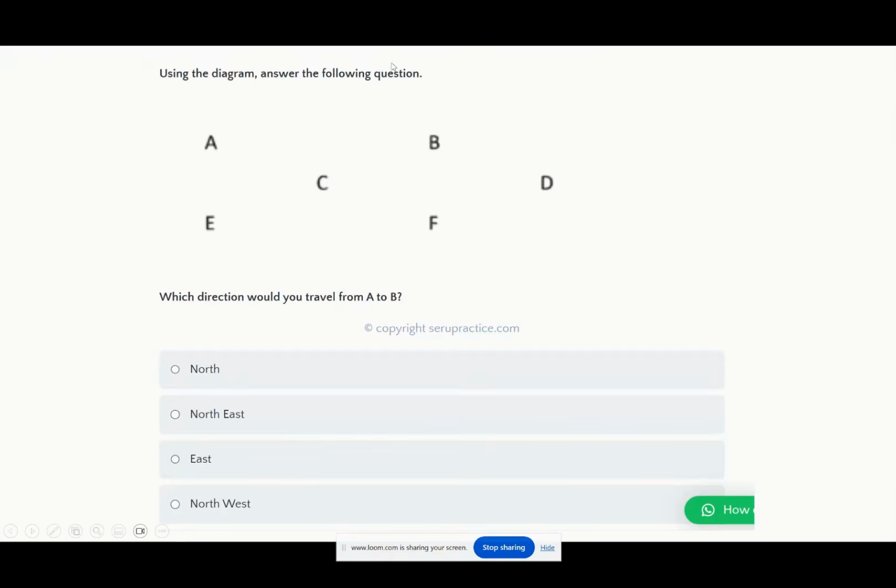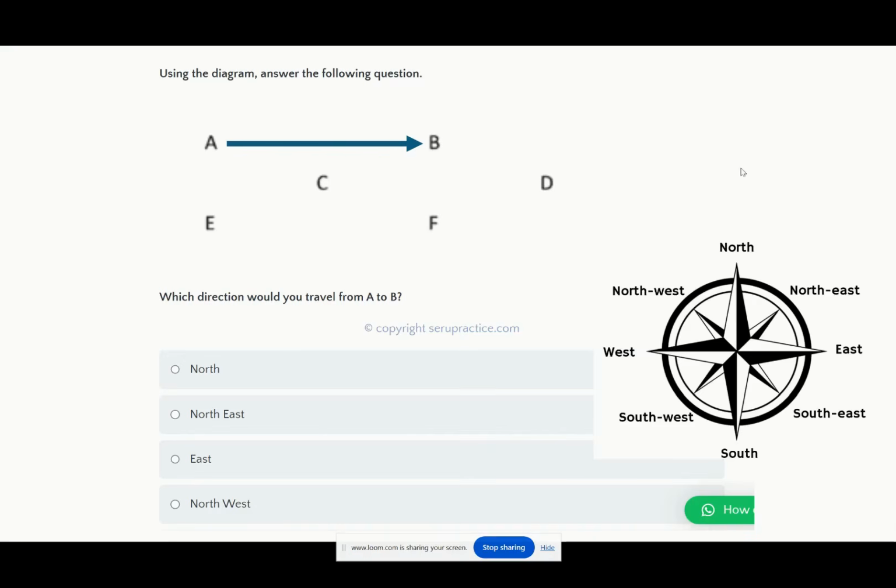Using the diagram, answer the following question. Which directions would you travel from A to B? So point A is here and point B is here. For some of us, this may be quite straightforward, but if it's not, don't worry. The key to this is memorizing the compass and the different points on our compass.